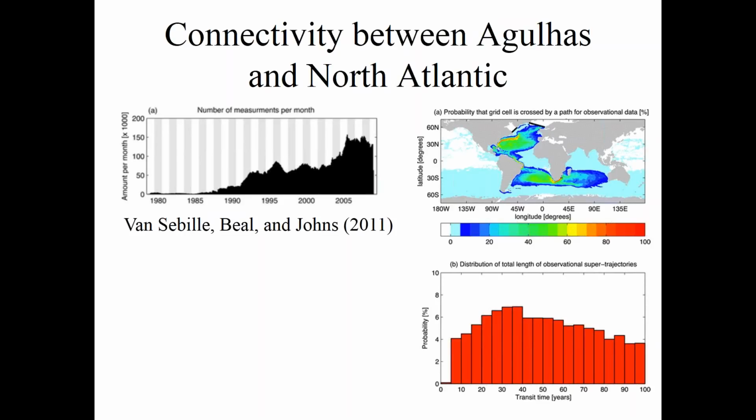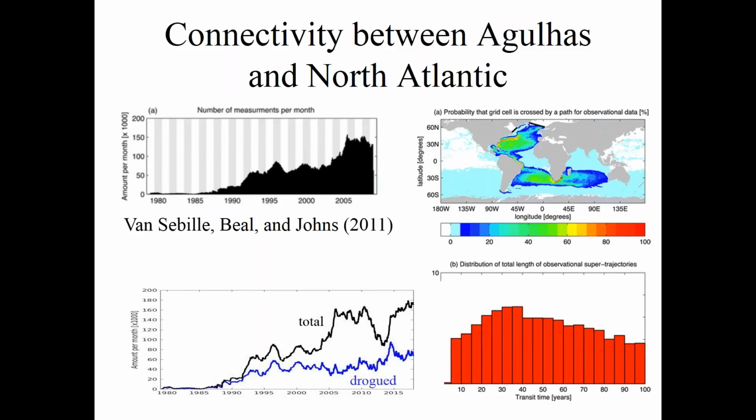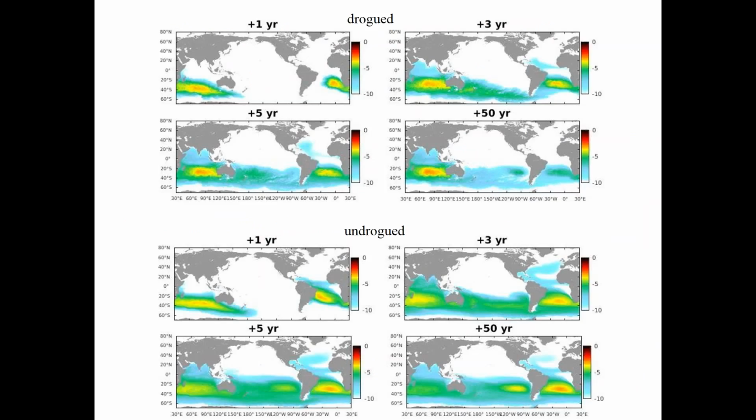The paper didn't say whether they used all data, or drogued or undrogued only, so I had to take this figure and compare it to my calculation of how many observations we have in total versus drogued, and it was obvious they matched up perfectly. It's all drogued plus undrogued. So they were using a mix of the two, and we can ask: are there significant differences if we look at drogued versus undrogued released in the Agulhas?